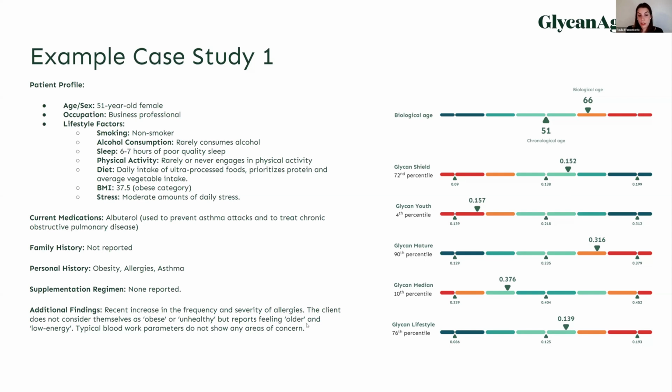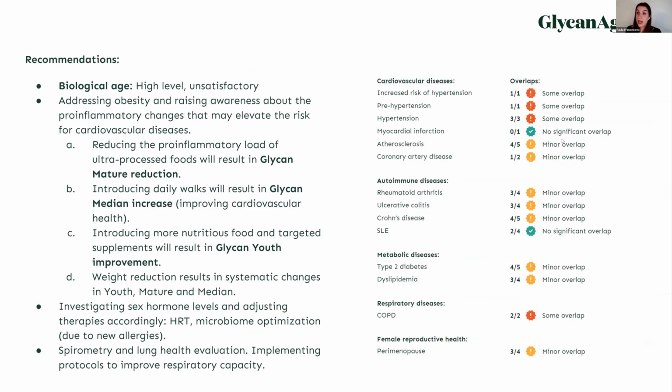The client also reports feeling older and generally low energy. However, interestingly, the blood work parameters do not show any areas of concern, so the client was thinking that they are overall doing okay. And we can use the glycan insights as talking points and conversation points to talk to the client and make them more aware of the potential dangers in their lifestyle and potential areas that they can improve on. And we have the glycan overlaps to help us do this.